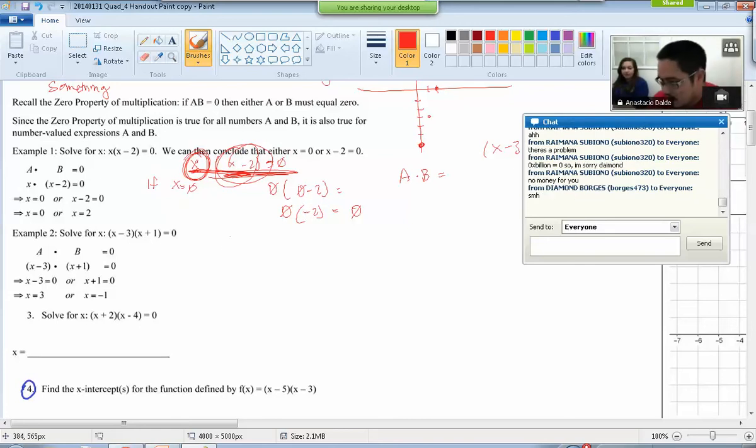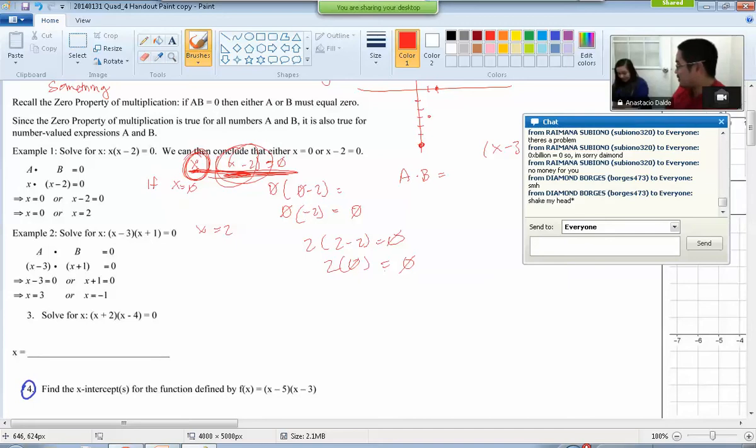So I could plug in x equals 2. How's that? Because check this out. If I plug in x equals 2 into here, I would have 2 times 2 minus 2 equals 0. What's 2 minus 2? 0. Times 2. It doesn't matter what the first one is, because if I'm multiplying by 0, it will still equal 0 in the end. Does that make sense? Yes? Okay. All right, fine.